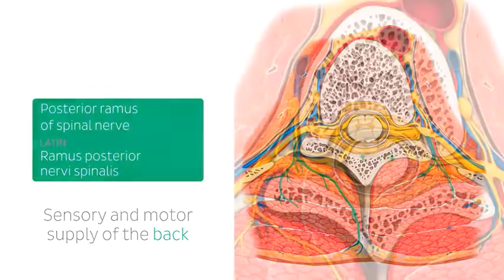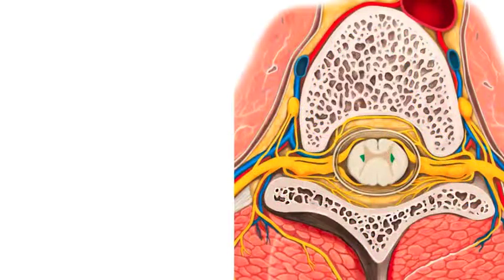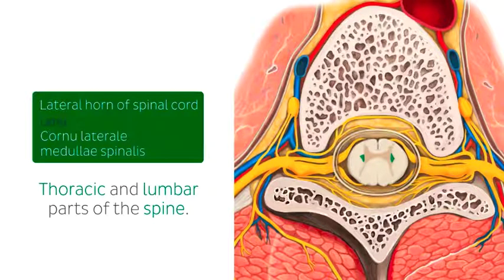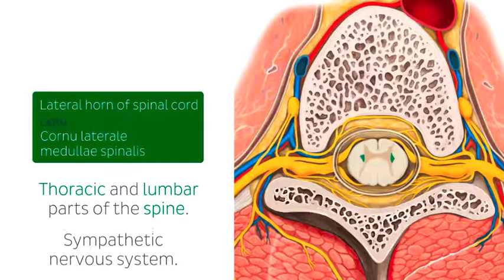We're now going to highlight these structures here that look like two little horns, and for that reason we're going to call them the lateral horns of the spinal cord. The lateral horn of the spinal cord can be found at the thoracic and lumbar parts of the spine. It contains the cell bodies of the vegetative neurons belonging to the sympathetic nervous system.